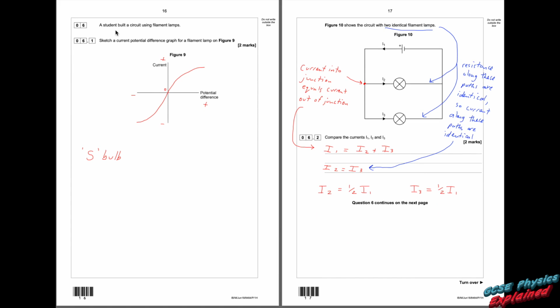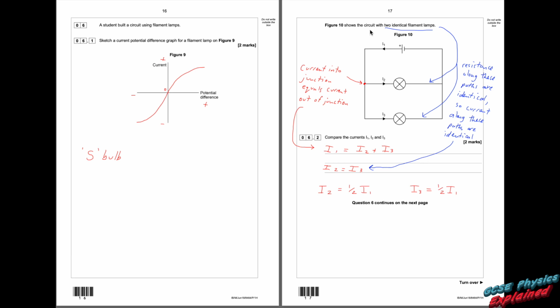Question 6. A student built a circuit using filament lamps. Sketch a current potential difference graph for a filament lamp on figure 9. Well, a filament lamp is the same as a bulb, or as I like to call it, a spulb, because that helps you to remember that the shape is an S shape, spulb. Now, it's only an S shape, mind, if it's got both the positive direction on the graph and the negative direction. Okay, this negative direction is a mirror image of the positive direction.